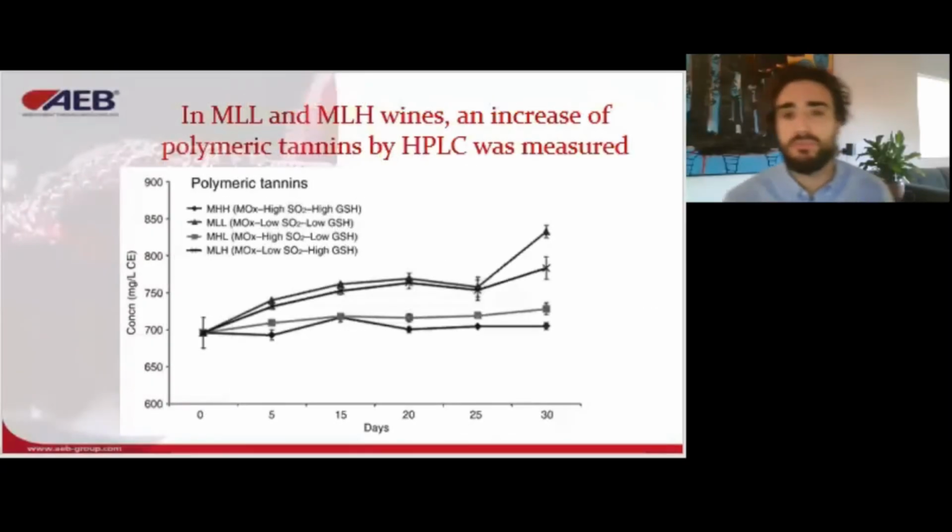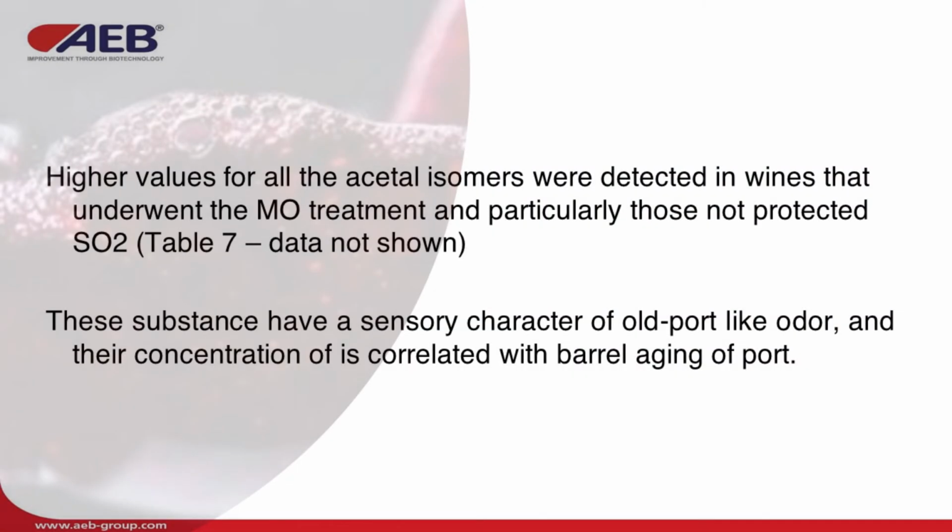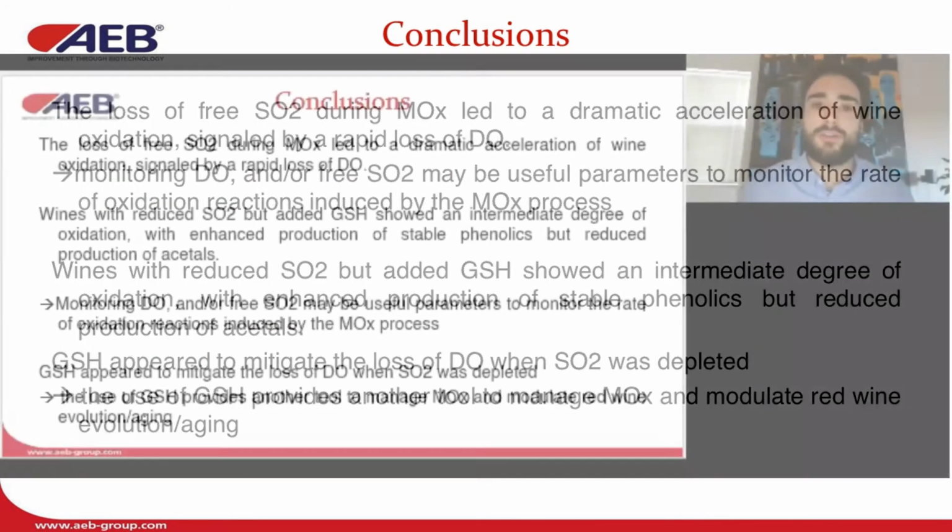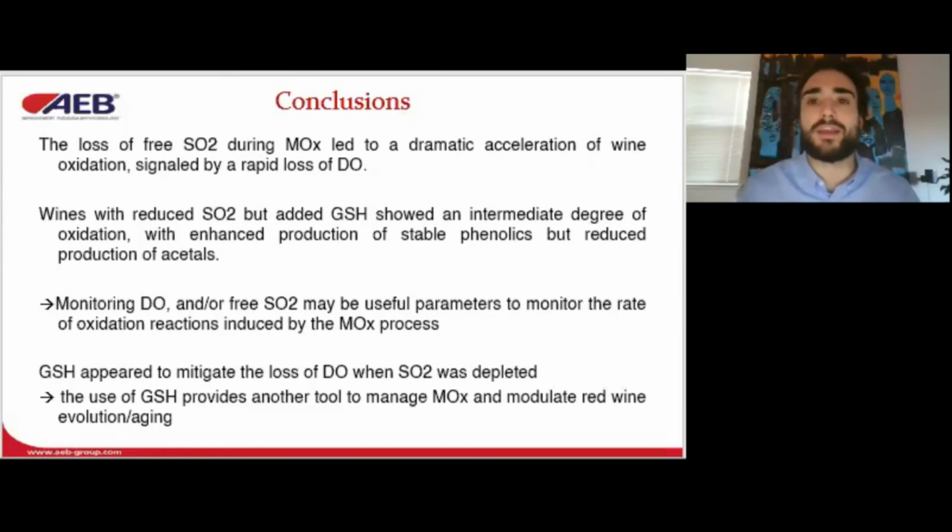Apart from color stabilization, MOX is what we use to diminish tannin astringency. Wine with low SO2 had an increase in polymeric tannins, usually referred to as softer. Also, wine with a lower concentration of SO2 and therefore less protected have higher values of acetal compounds. In summary, the loss of free SO2 led to a dramatic acceleration of wine oxidation. And wines with reduced SO2 but added glutathione showed an intermediate degree of oxidation, with enhanced production of stable phenolics but a reduced production of oxidated flavor.